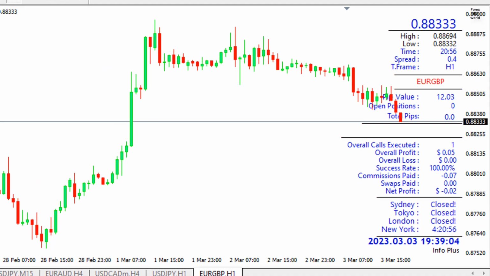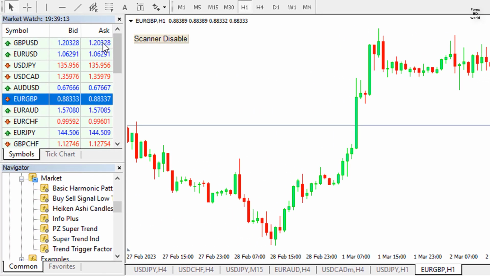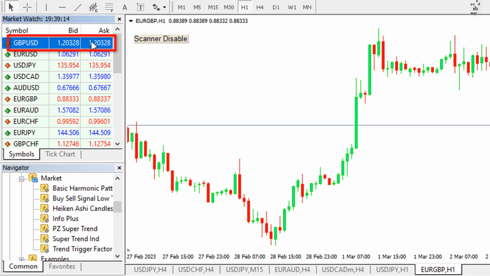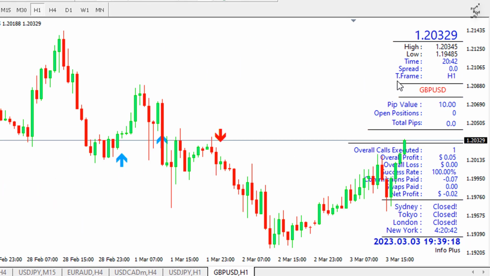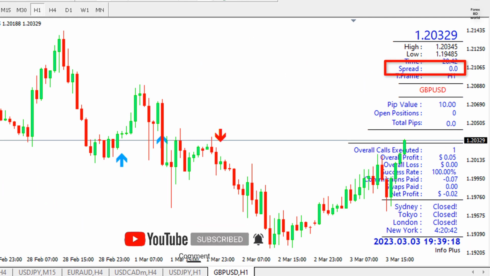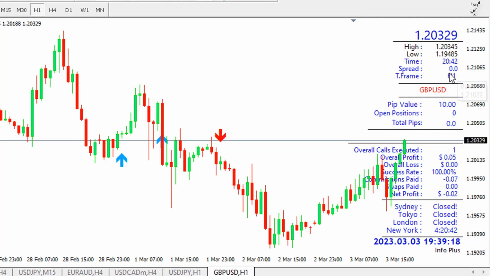Next, we move to the pair GBP/USD, and we can see that there is no difference between the bid price and the ask price. Sometimes this price changes a little, but almost always remains the same. Now if we look at the indicator, then we can see that the spread is showing 0, so there is no spread in this pair. Sometimes it shows 0.1 due to price changes. This way we can see these things.